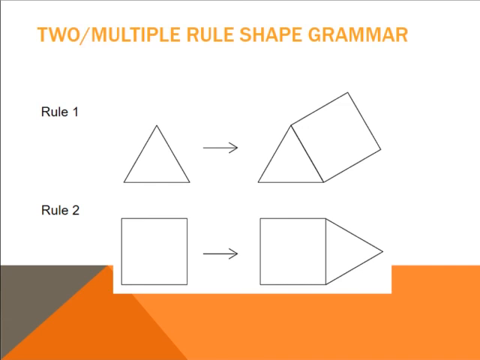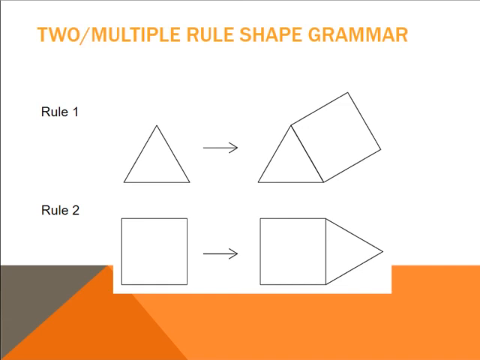Okay, so for the second exercise, you need to submit together with the first and the third exercise on week 6. Is it? Okay, so this is a two rule shape grammar. Multiple rule shape grammar. You have rule number 1 and rule number 2.